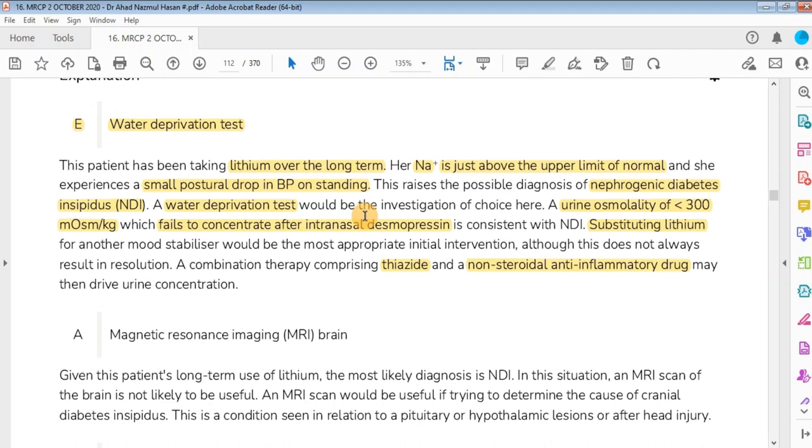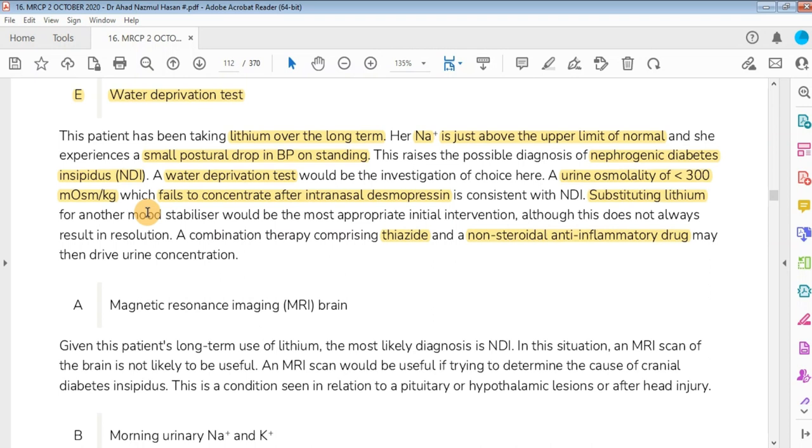A urine osmolarity of less than 300 milliosmol per kg, which fails to concentrate after intranasal desmopressin, is consistent with nephrogenic DI. And substituting lithium for another mood stabilizer would be the most appropriate initial intervention. Combination therapy comprising the thiazide and NSAIDs may then drive the urine concentration.